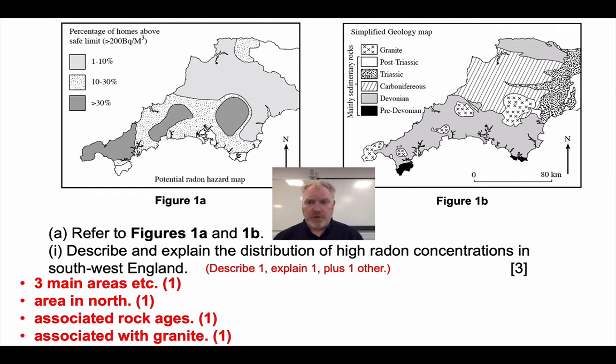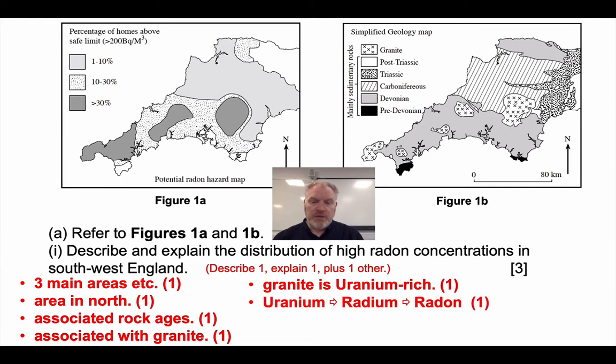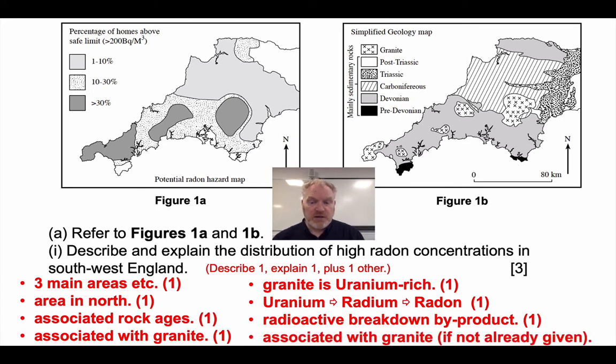The 3 high spots there are all above areas of granite intrusion, which is no coincidence. If you look at the explanations then, granite is rich in uranium as a source of this material. Uranium, we know, decays to radium, which decays to radon gas. It's a radioactive breakdown product. And if you haven't already mentioned it, it's because it's associated with the granite. Okay, so you need one from the column on the left, one from the column on the right, and one other for those 3 marks.